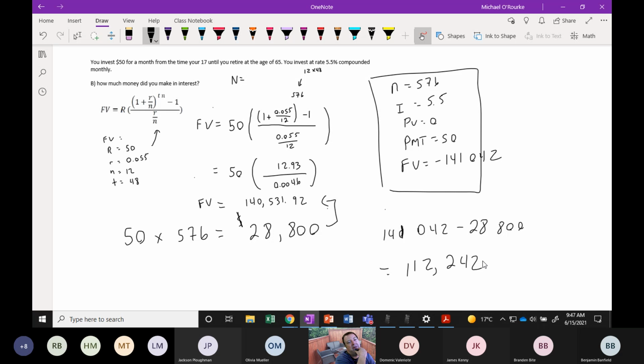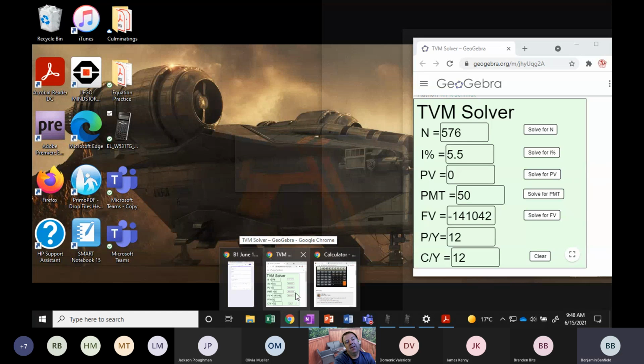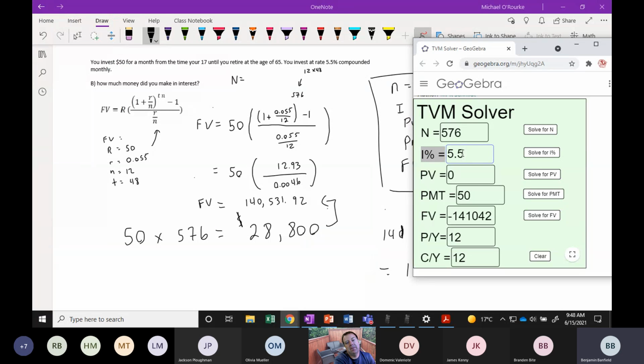It's pretty impressive. Think about that. If you put away $50 a month, and I bet you almost wouldn't even notice if you did it every month, you'd end up with $141,000. And for the 28,000 you put in, you almost quadruple that money? Yeah, that's true, but I don't even think there's 5.5% here. Pardon? I think the highest you can go in Canada is like 3%.